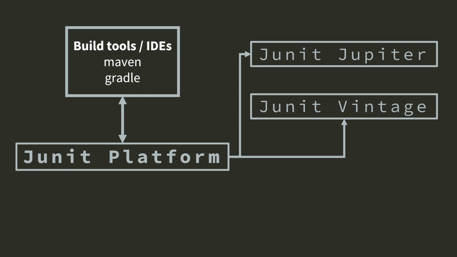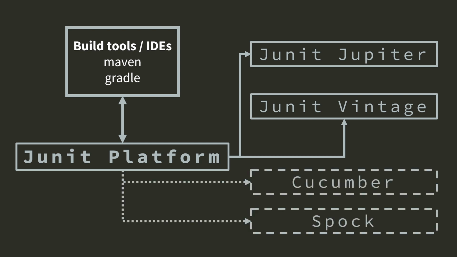It defines the Test Engine API for developing a testing framework that runs on the platform. JUnit Vintage provides a test engine for running JUnit 3 and JUnit 4 tests, which are previous versions of the framework, and JUnit Jupiter provides a test engine for running Jupiter-based tests, which are JUnit 5 tests. Other testing frameworks like Cucumber and Spock also have implementations of the Test Engine API and can use JUnit Platform for discovering and executing their tests.